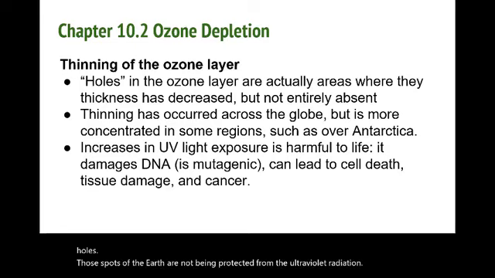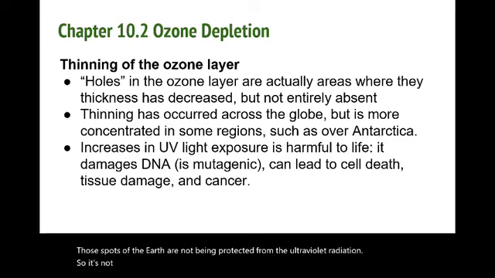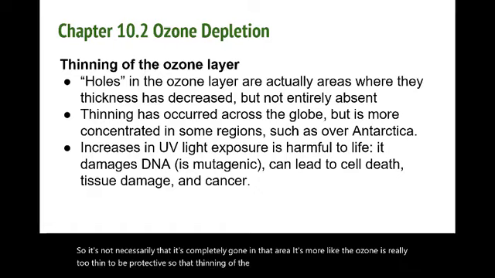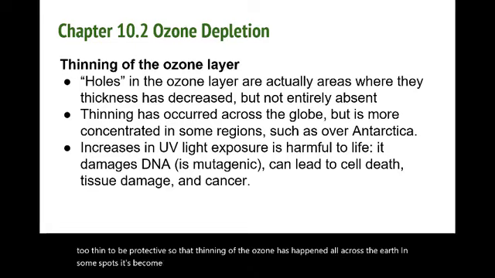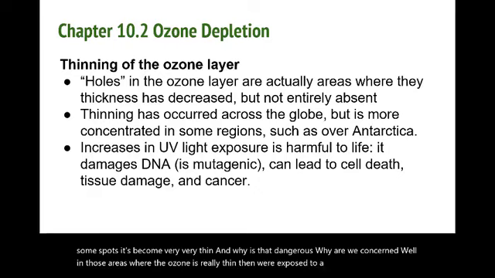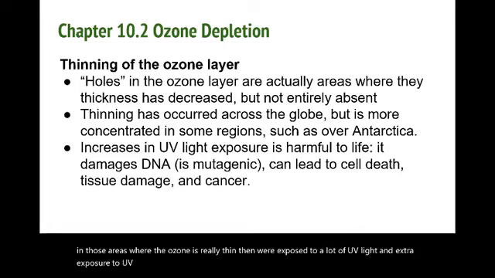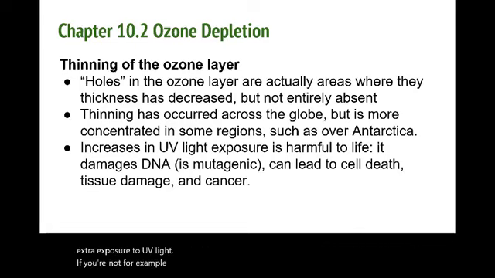So it's not necessarily that it's completely gone in that area. It's more like the ozone is really too thin to be protective. So that thinning of the ozone has happened all across the Earth. In some spots, it's become very, very thin. And why is that dangerous? Why are we concerned? Well, in those areas where the ozone is really thin, then we're exposed to a lot of UV light.